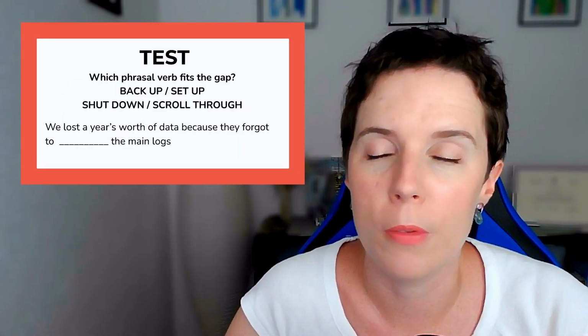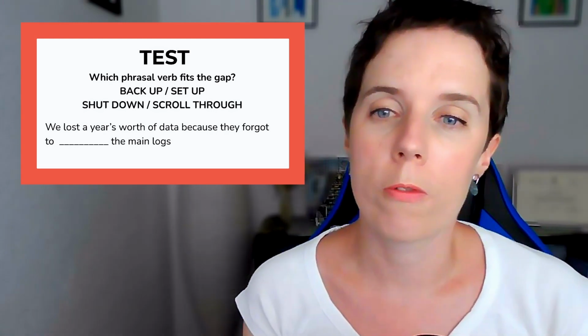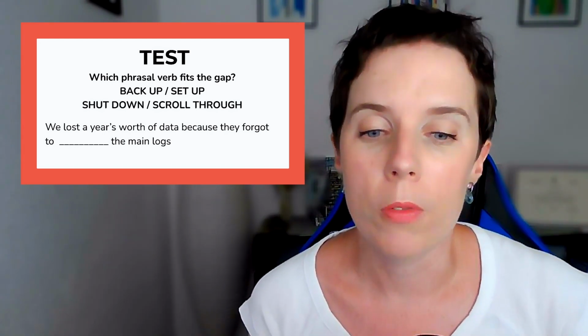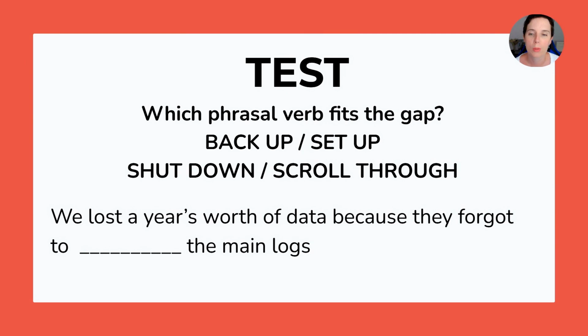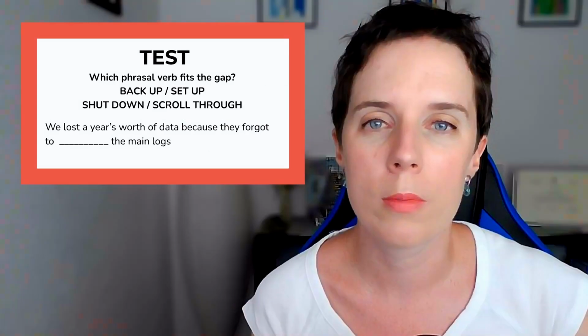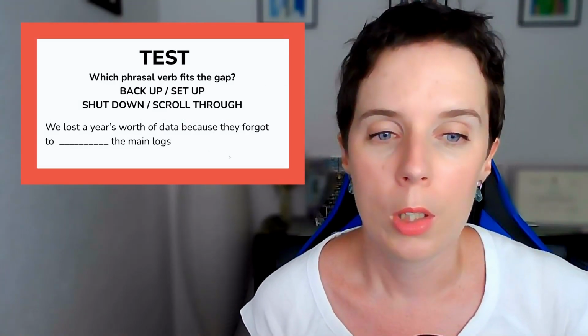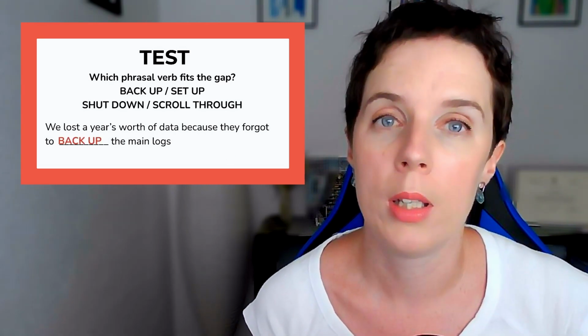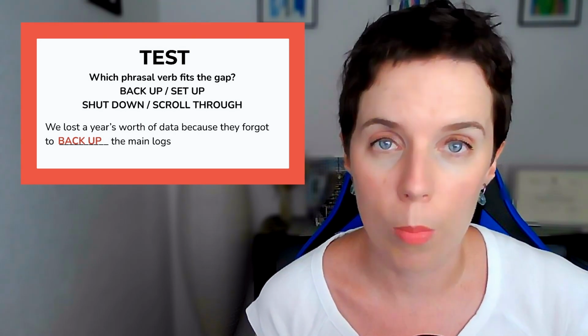Again, quick test. Let's see if you can remember those. Our phrasal verbs were back up, set up, shut down, and scroll through. I'm going to give you 5 seconds again. What fits in this gap? We lost a year's worth of data because they forgot to something the main logs. You've got 5 seconds. All right, what do you reckon? Which phrasal verb goes in that gap? They lost a year's worth of data because they forgot to back up the main logs. Back up means to make a copy of data, usually.